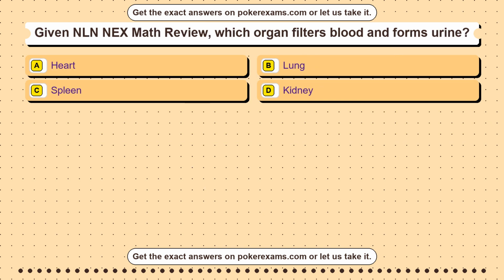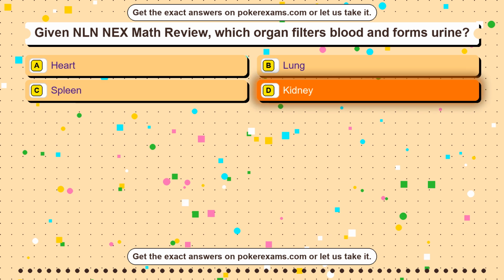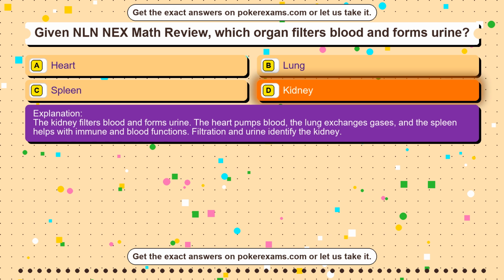Question 38. Given NLN NEX Math review, which organ filters blood and forms urine? Option A heart. Option B lung. Option C spleen. Option D kidney. The correct answer is option D. Kidney. The kidney filters blood and forms urine.